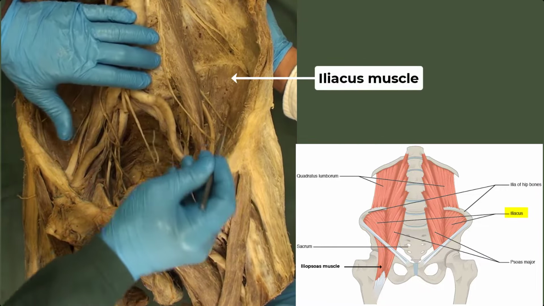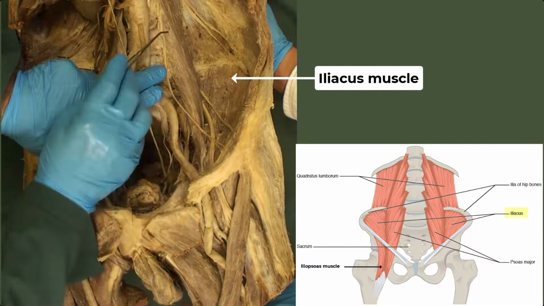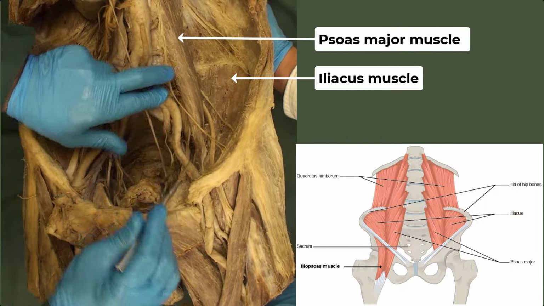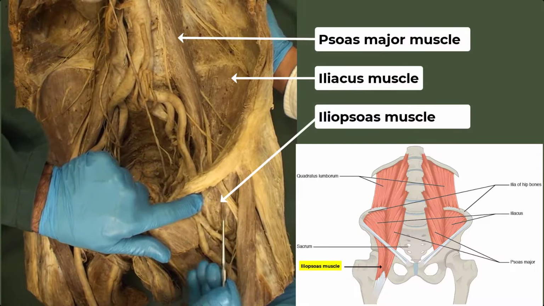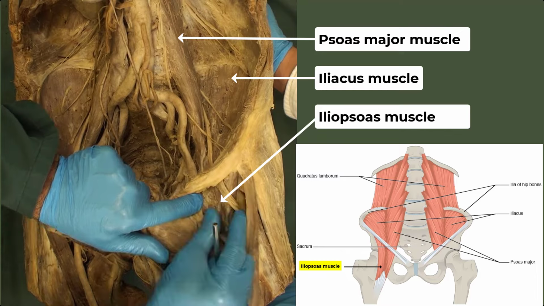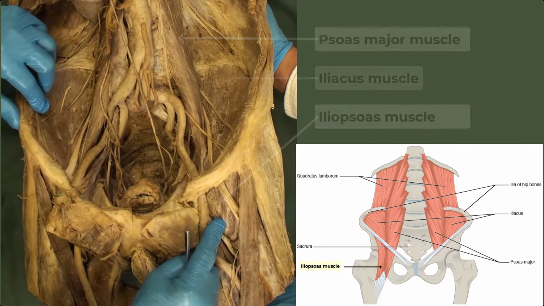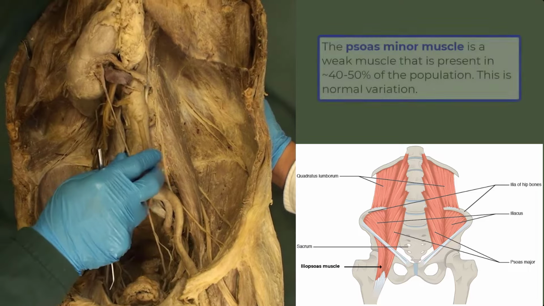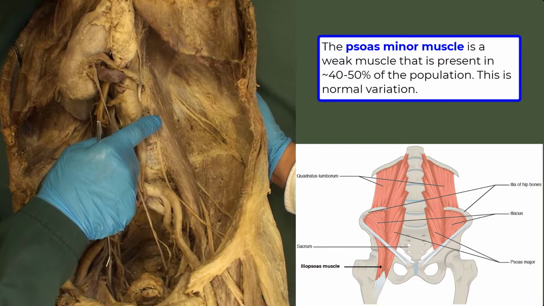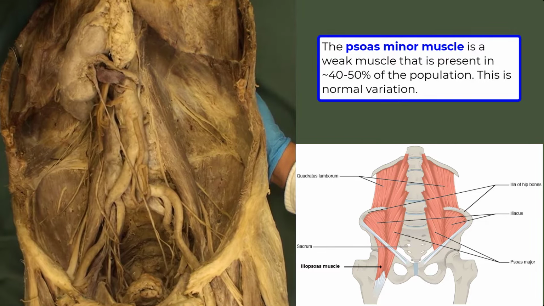Okay, now the iliacus unites with the psoas major muscle, and these together form the iliopsoas muscle right here, and then the iliopsoas muscle attaches to the lesser trochanter of the femur. We also have the psoas minor muscle. However, that muscle is absent in this person.